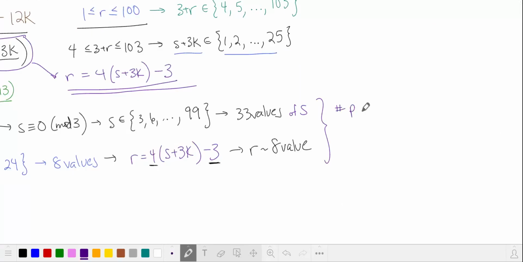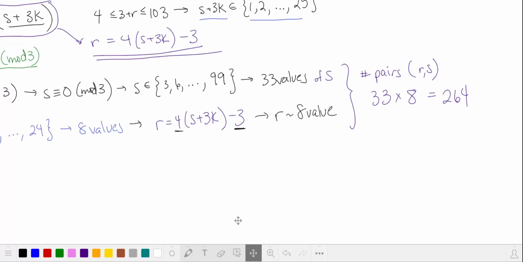Together, the number of ordered pairs: any of the 33 values of s can be paired with any of the 8 valid values of r. So that's 264 ordered pairs in case 1. Let's go on to case 2.